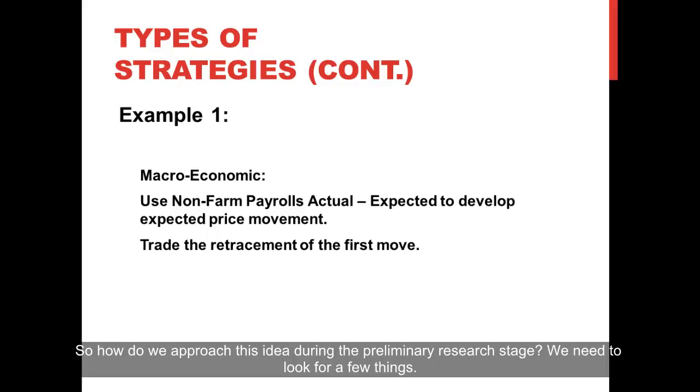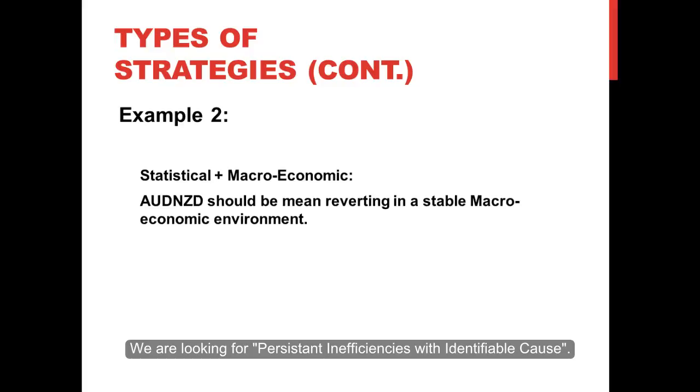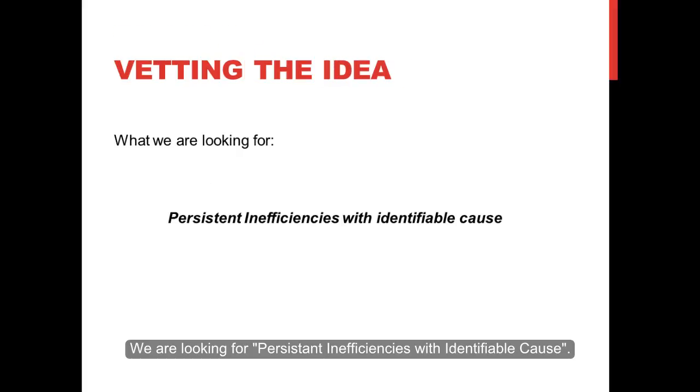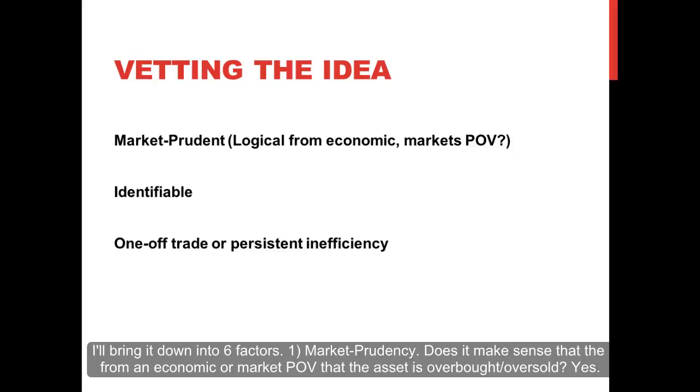So how do we approach this idea when we are doing our preliminary research? We need to look for a few things. Let me skip this slide first. Okay, how do we approach the idea? We're looking for persistent inefficiencies with identifiable costs. I'll break it down into 6 things. The first thing, market prudency.